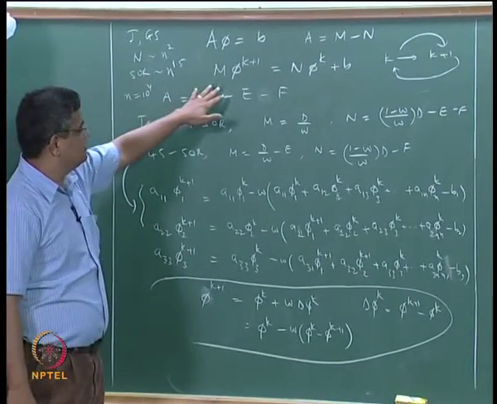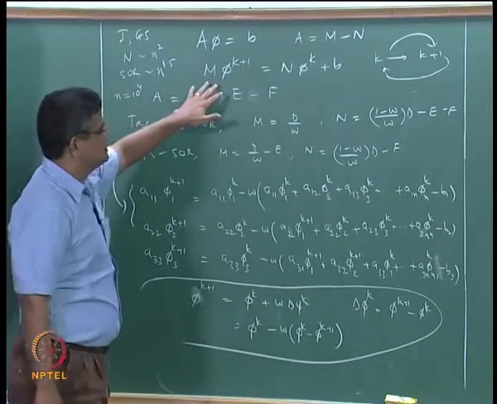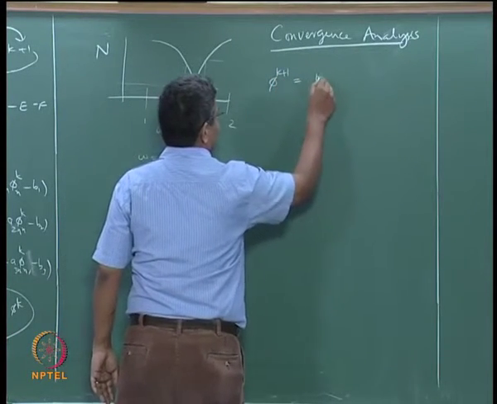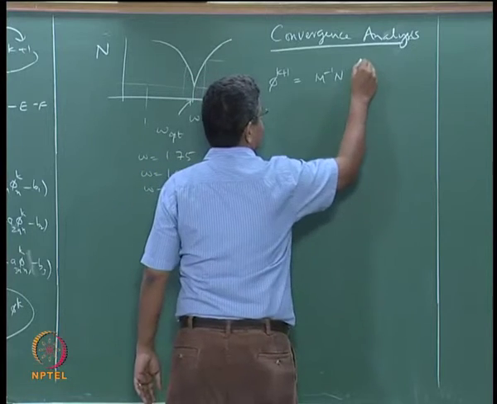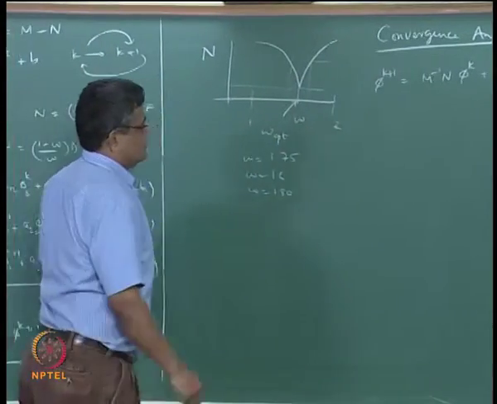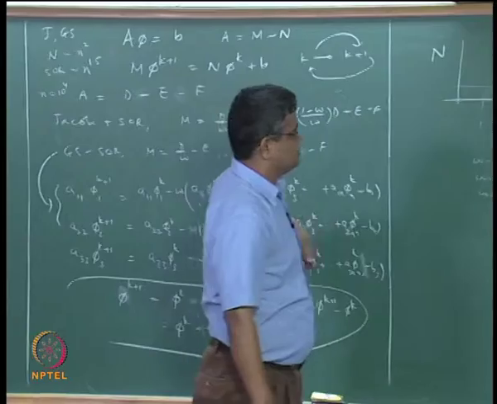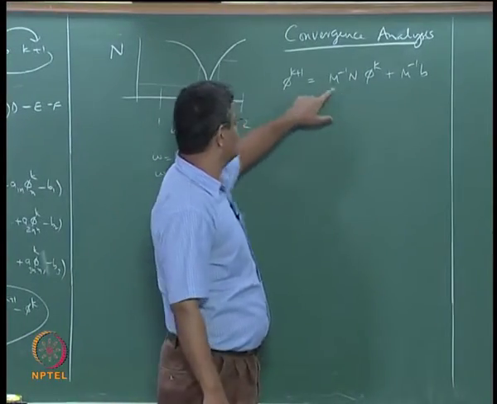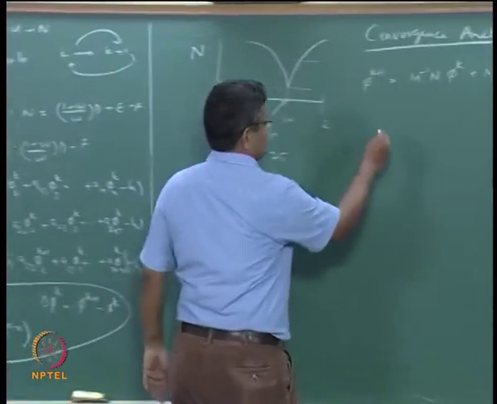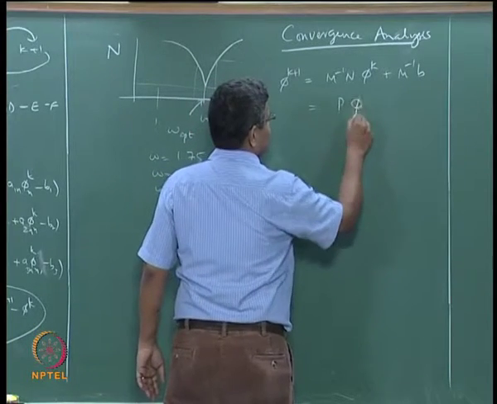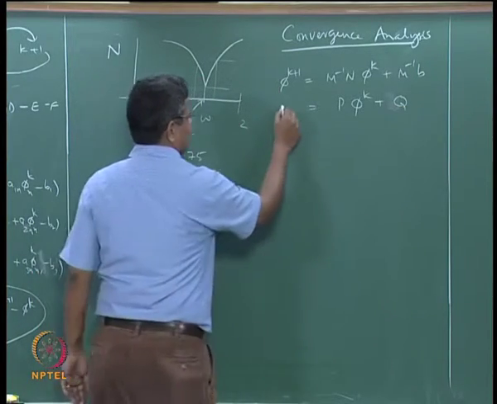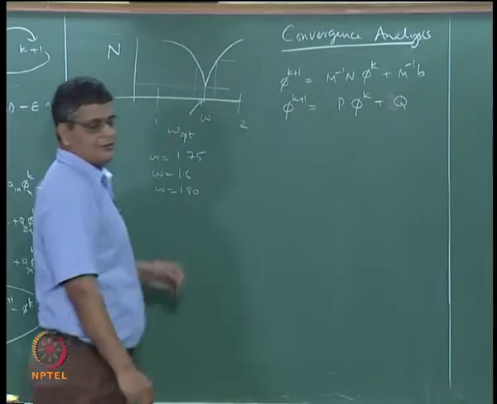So our classical iterative scheme is of this particular type. We can write phi k plus 1 equal to M inverse N phi k plus M inverse b. Although as we have seen here, we never compute the M inverse and then do this. In the actual implementation it is different from what we have written, but it is good to put this up in this particular form as the structure of the iterative scheme.